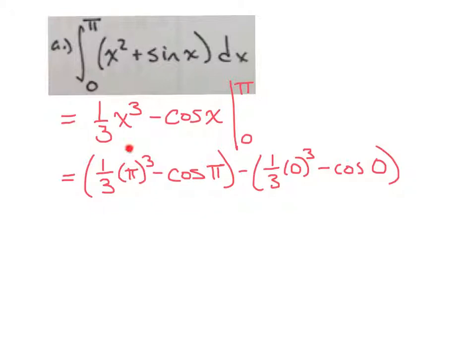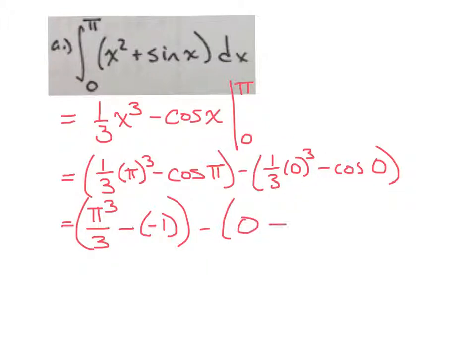When we're trying to simplify, this part here isn't really going to simplify at all. So we'll just leave it as pi cubed over 3 minus, and then the cosine of pi is -1. All of that we'll subtract what we get over here. And this is just going to turn into 0. And the cosine of 0 is 1.